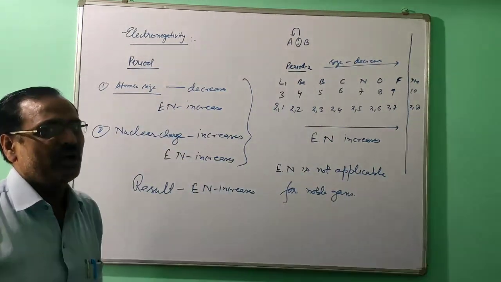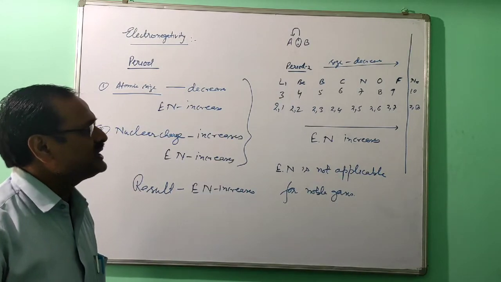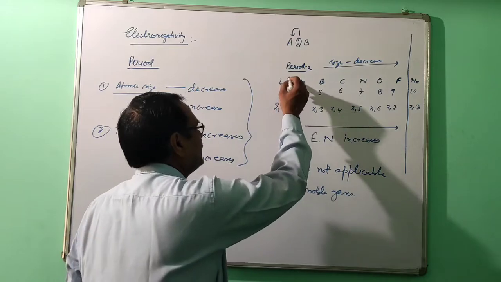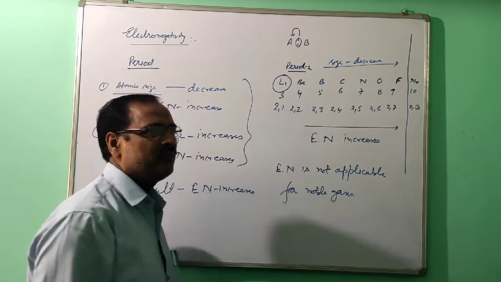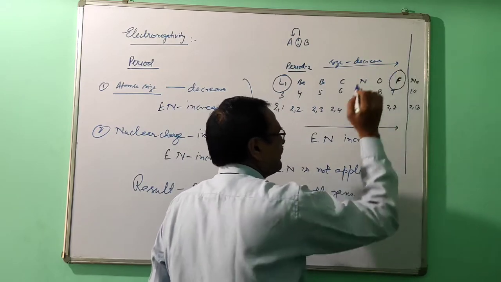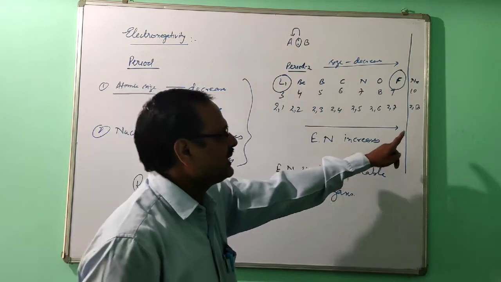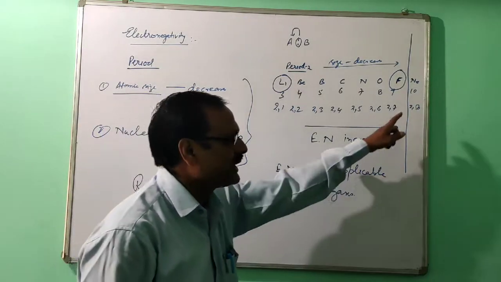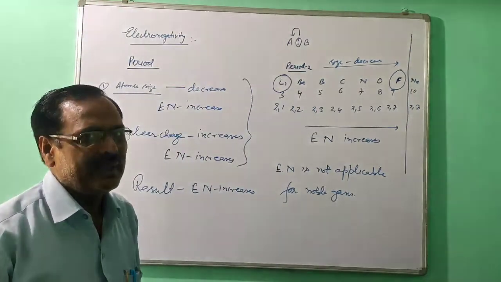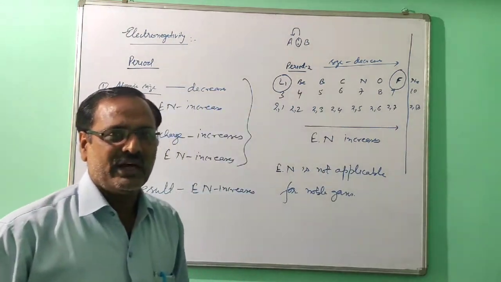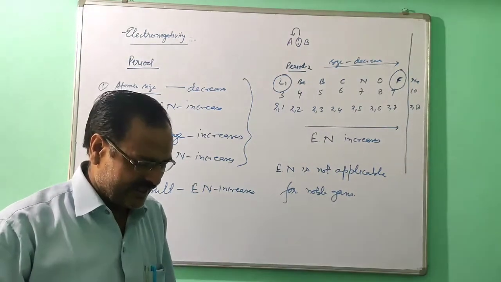So now the question for you: in period 2, which element has the lowest electronegativity? What will you answer? Lithium. Then which element has the highest electronegativity? Fluorine, not neon. Neon is a noble gas and electronegativity is not applicable for noble gases since the duplet or octet is complete, and for neon the octet is complete. So if the octet is complete, they will not enter into bond formation.